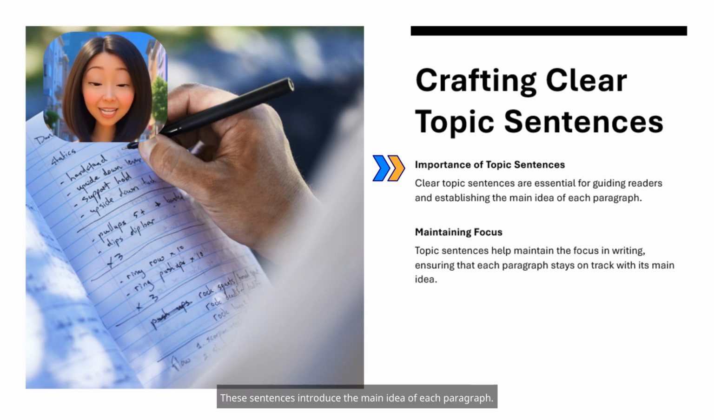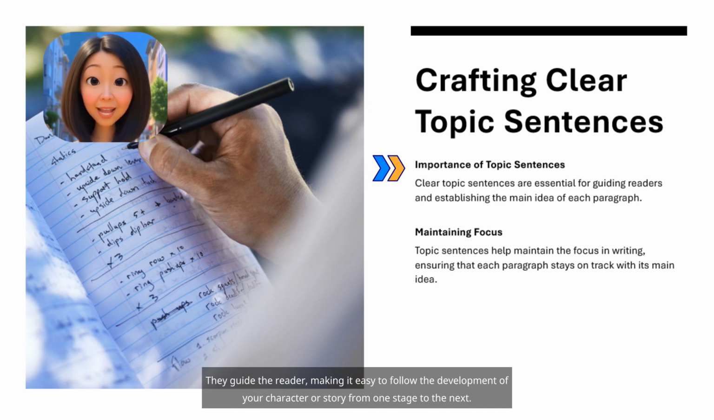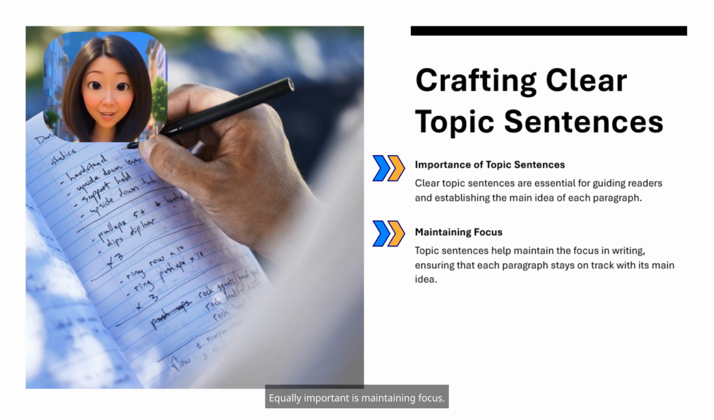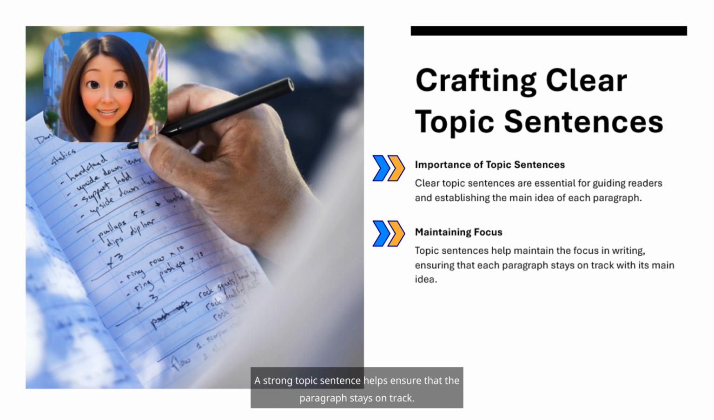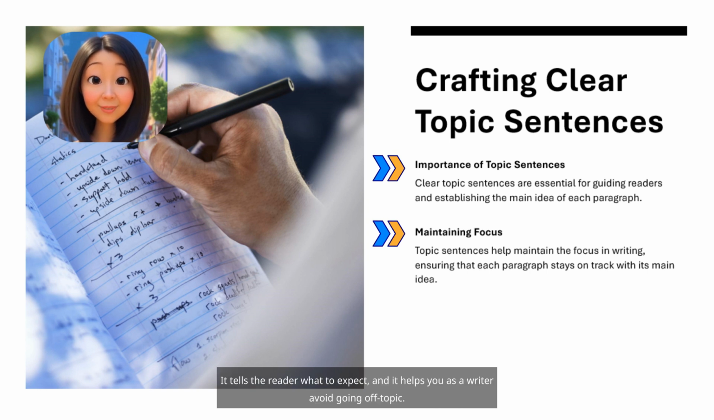These sentences introduce the main idea of each paragraph. They guide the reader, making it easy to follow the development of your character or story from one stage to the next. Equally important is maintaining focus. A strong topic sentence helps ensure that the paragraph stays on track. It tells the reader what to expect, and it helps you as a writer avoid going off topic.